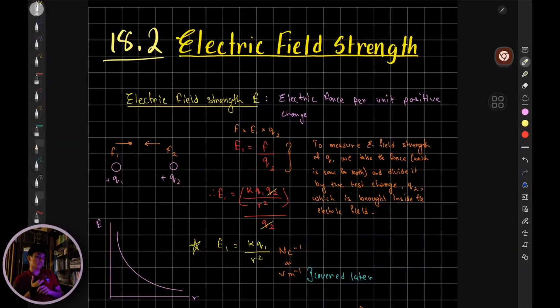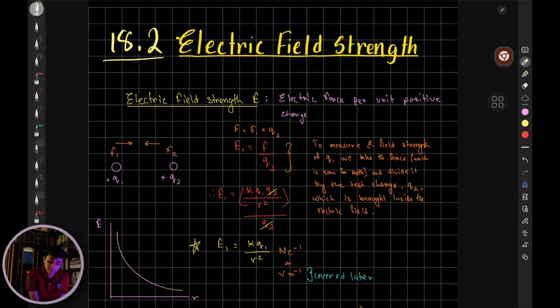In the last video, we talked about Coulomb's law. So we talked about the force on point charges. And in this video, we're going to be talking about something very similar and closely related to the electric force, and it is electric field strength. What is electric field strength? It is basically measured in terms of force as well, and it is very similar to force.